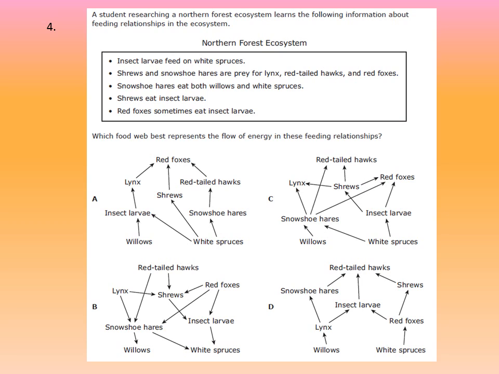Which food web best represents the flow of energy in these feeding relationships? A, B, C, D.